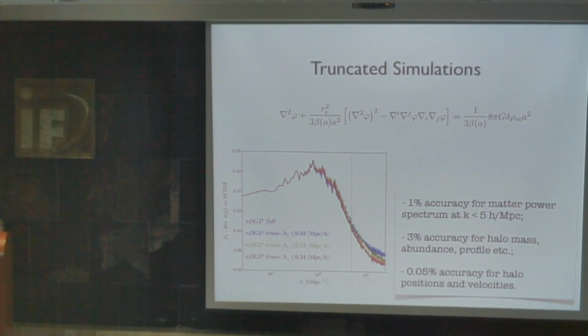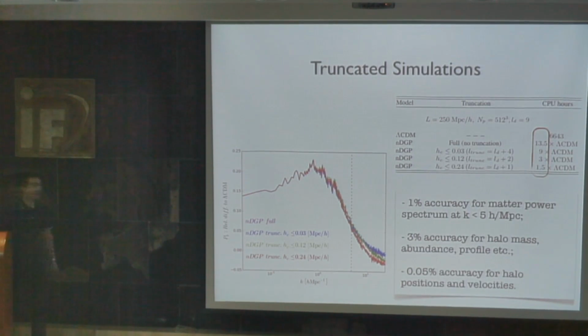In these simulations, you have this scalar field, but also dark matter. All right. So if you look at the halo properties like halo mass, halo abundance, and halo profiles, the agreement between the worst case scenario and the full simulation is actually within 3% accuracy. And if you look at the halo positions and halo velocities, the agreement is even better, within 0.05%. So this is actually quite a good agreement in terms of simulations.